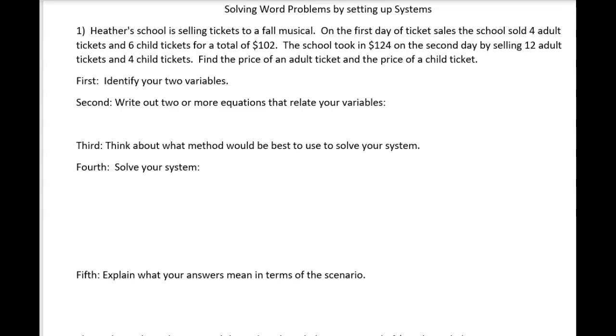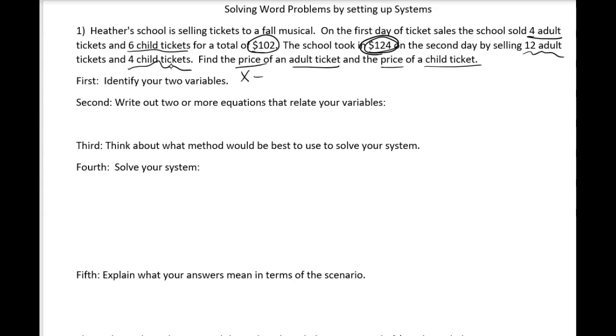So we've got Heather's school is selling tickets to a fall musical. On the first day of ticket sales, the school sold 4 adult tickets and 6 children tickets for a total of $102. The school took in $124 on the second day by selling 12 adult tickets and 4 children's tickets. You want to find the price of an adult ticket and the price of a child's ticket.